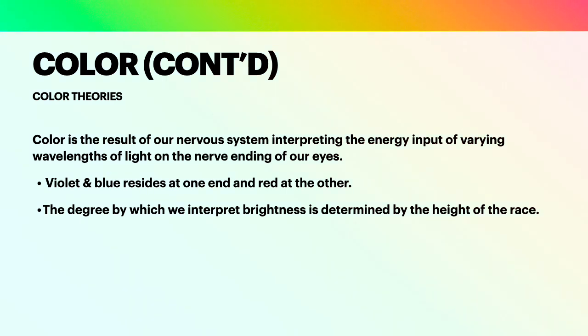So color theories. Color is the result of our nervous system interpreting the energy input of varying wavelengths, such as light on the nerve ending of our eyes. Violet and blue reside at one end, and then red and yellow is at the other. The degree by which we interpret brightness is determined by the height of the wave.